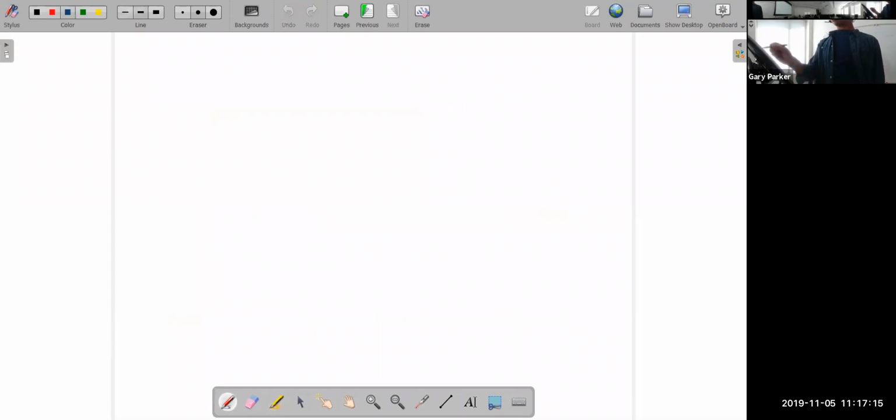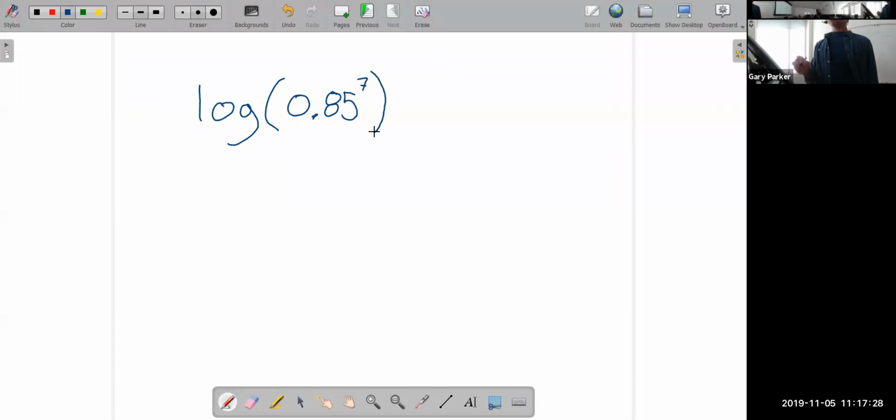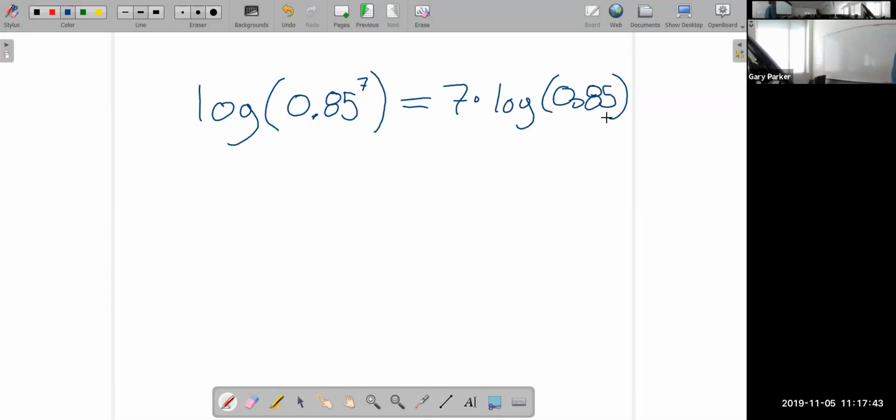So if I had something like log of 0.85 to the 7th power, my rule says that I can pull the power out, that this should be equal to 7 times the log of 0.85. So what I want to do on my calculator now is type my first expression, see what I get, type the second expression and hope they match. Okay, so do these things, check.